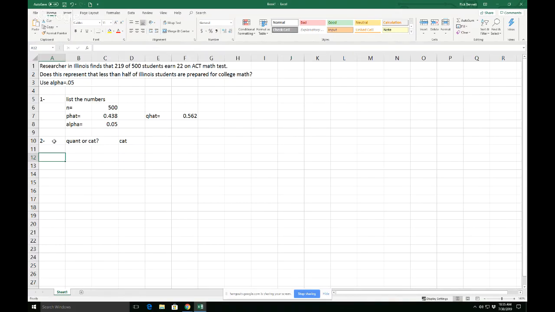All right, step number 3 is what? Your Ho's and your Ha's. Find the null and the alternative hypothesis. Okay? The null and the alternative. So the null is p hat equals 0.0438. And the alternative. Okay, let's stop there for a minute.